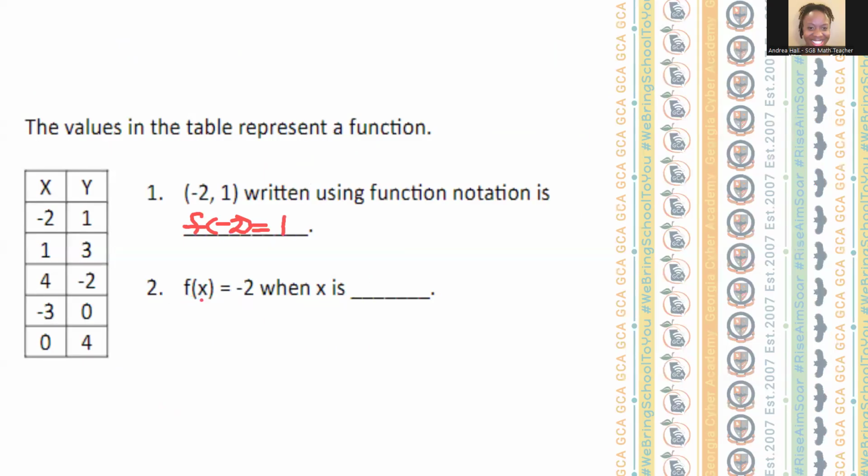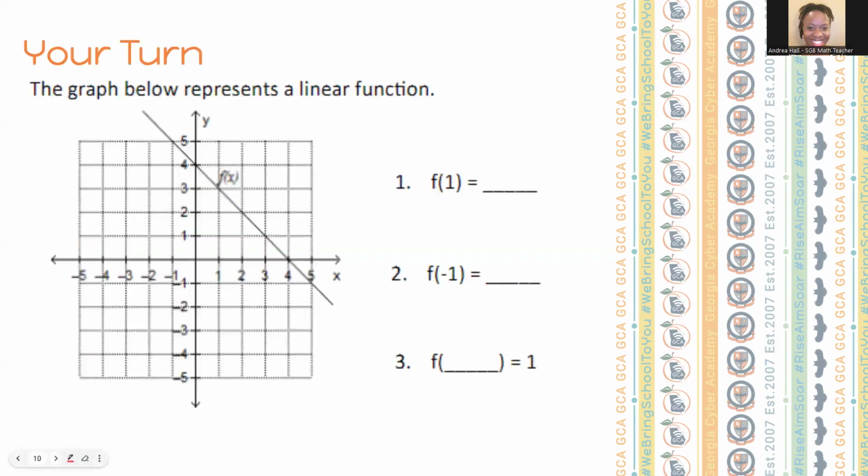Now it says f of x equals -2 when x is blank. So that means the y value is -2. So look at your y values. When y is -2, here it is. What's our x value? Our x value is 4. So there you go. We use function notation to help us find things in tables and also on graphs.